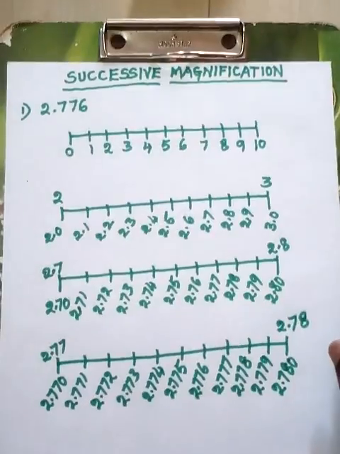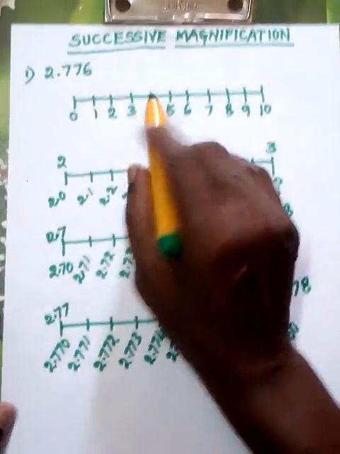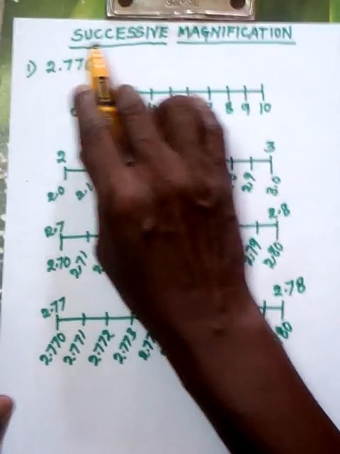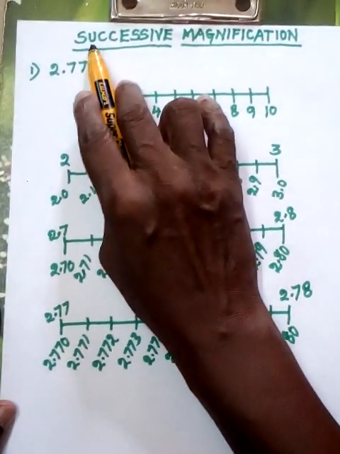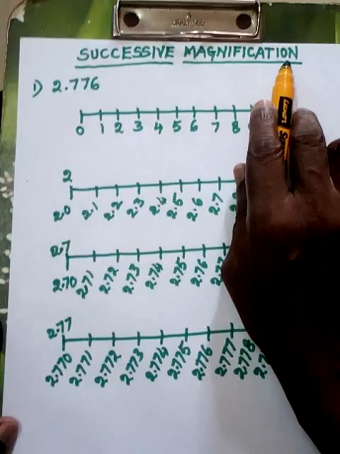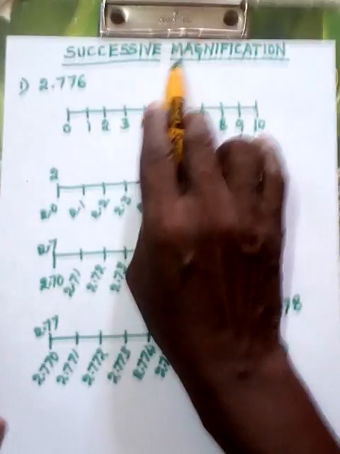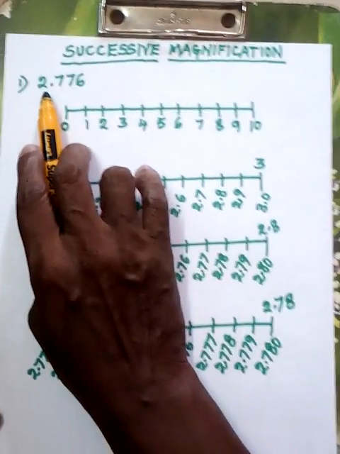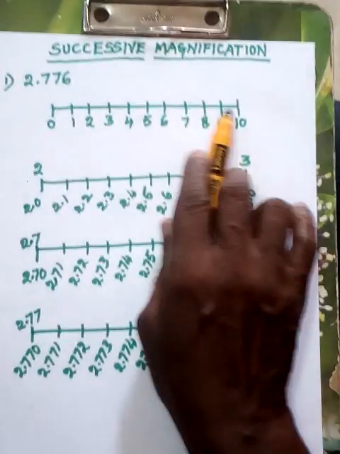Good morning, students. In the previous class we discussed how to represent rational numbers on a number line. Today we are going to learn how to represent decimal numbers on a number line. Okay, students, this method is called successive magnification. Using this method, we can represent decimal numbers on a number line.